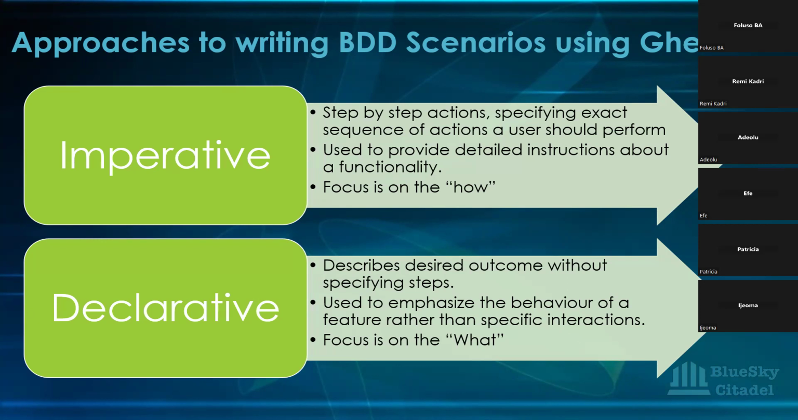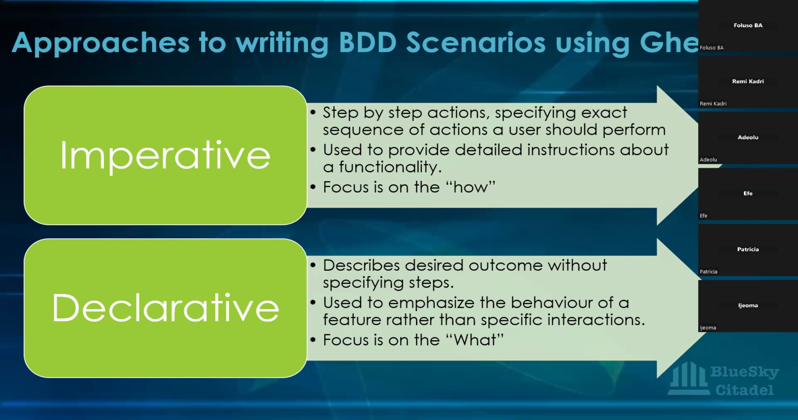When do you use imperative Gherkin? It is used when you want to provide explicit, detailed instruction about how a feature should work. It is useful when you need to specify the exact steps that the tester or the developer or whoever is using the Gherkin syntax or user story should follow. When you don't want any ambiguity. This is what I want you to do. Do not deviate from this step. So focusing on the how.